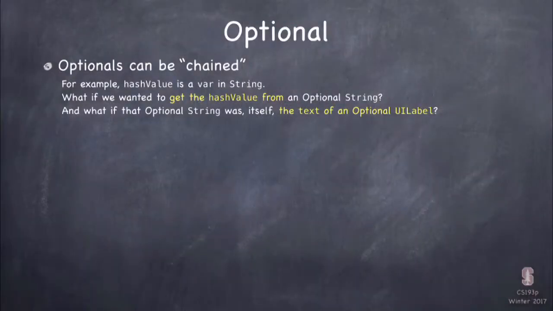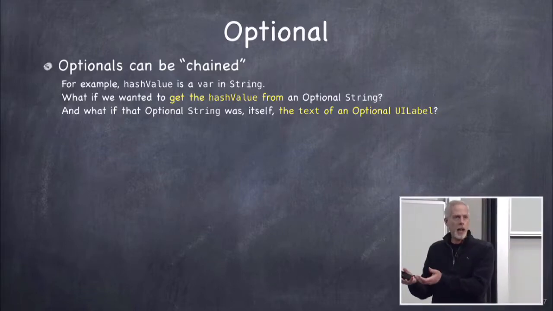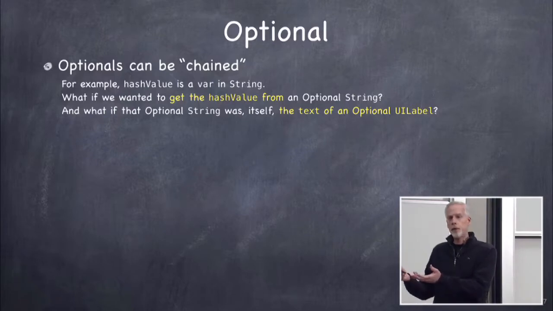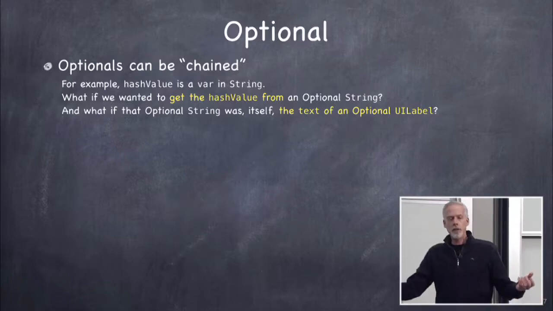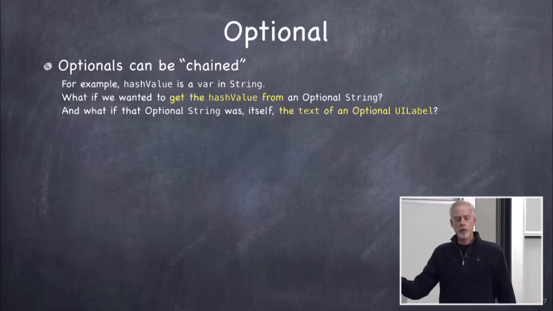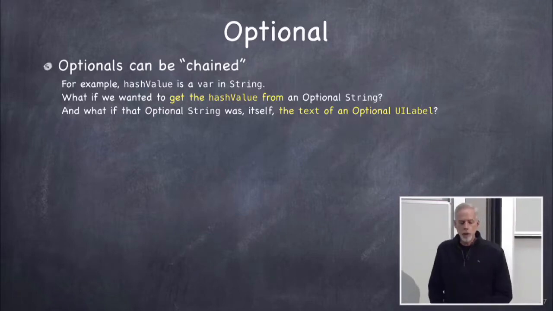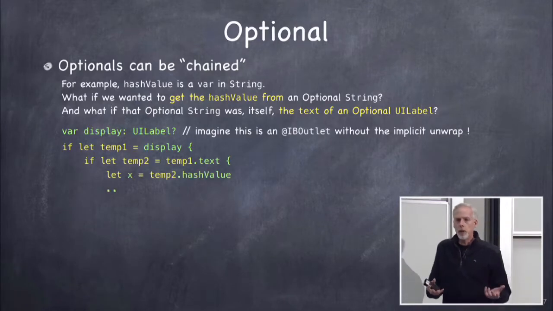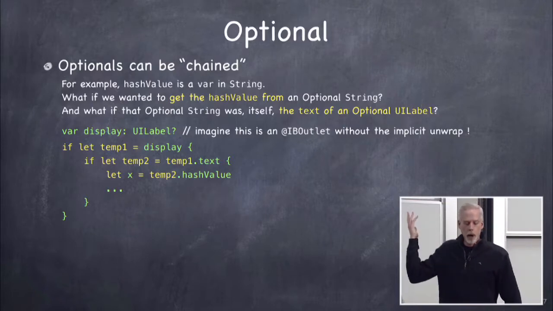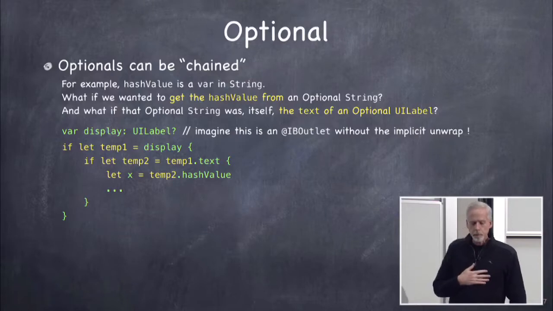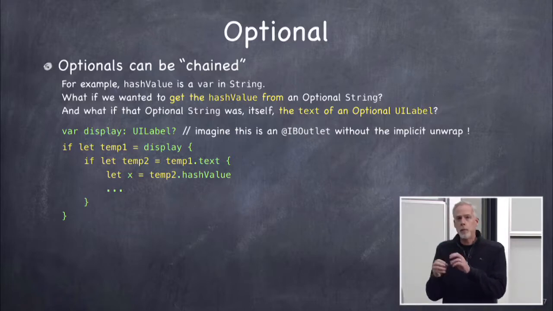So let's say I have an optional UI label, like my display in the calculator, and it's got the text. That's also an optional, right? Optional string, we all know that. And let's say I want to get the hash value, which is just a var on string, which hashes the string, gives you some integer for it. I want to get that hash value of what's in the display. So I would probably do some code that looks like this. This is probably similar code to what we have in our calculator, where I've got my display, right? That's my IB outlet probably, that display UI label question mark. And I'm going to go do if-let here because I don't want to crash, so I don't want to do exclamation points, okay?